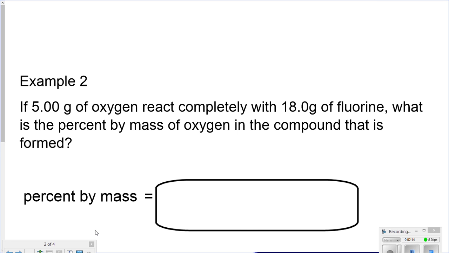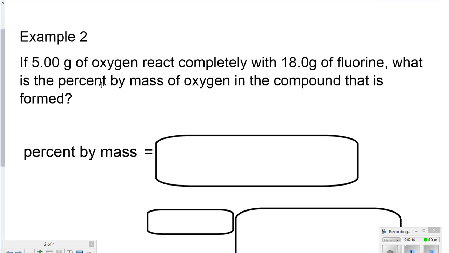Example 2. If 5.00 grams of oxygen reacts completely with 18 grams of fluorine, I have two elements, oxygen and fluorine. What is the percent by mass of oxygen in the compound? Well, I don't have a total mass. I have two pieces. I have the mass of oxygen, which is 5, and the mass of fluorine, which is in this case 18.